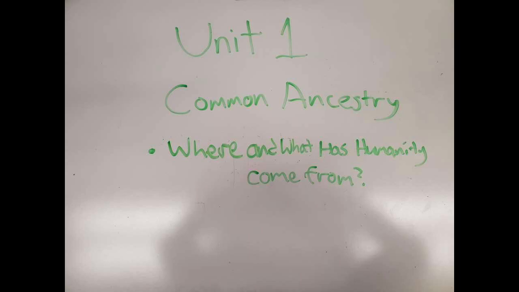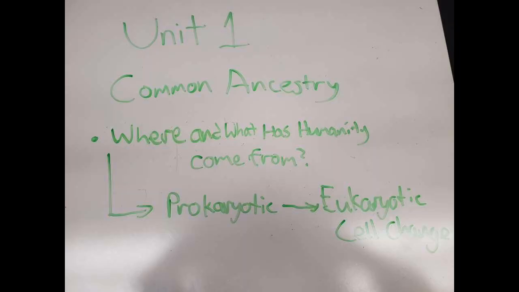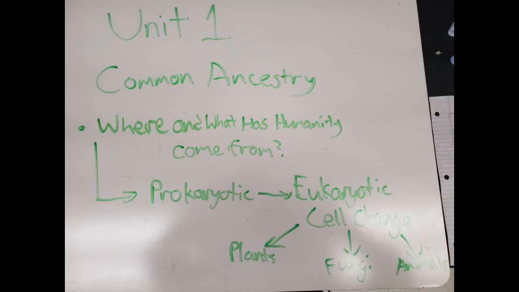Alright, welcome to our review about everything on evolution. The first part of our video has to do with common ancestry and answering the question of where and what humanity has come from. So, this question can basically be addressed when focusing on the change of prokaryotic cells evolving into eukaryotic cells. This change in cell structure brought the arrival of our common ancestors, plants, fungi, and animals.